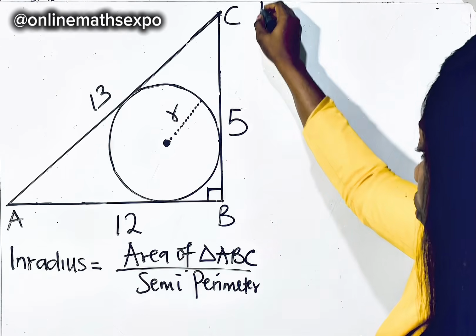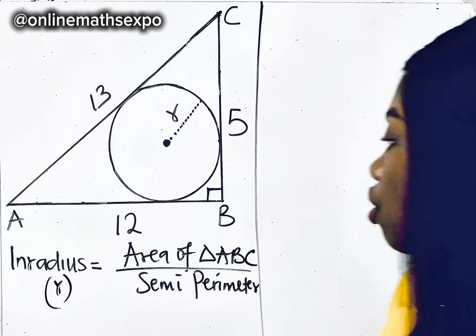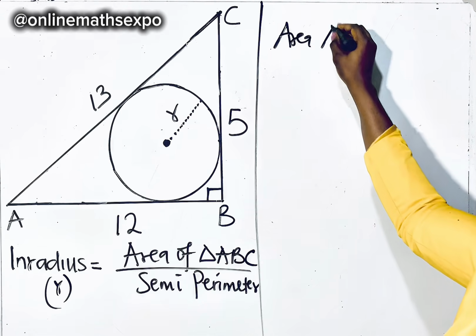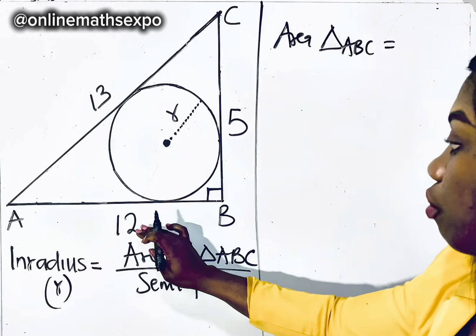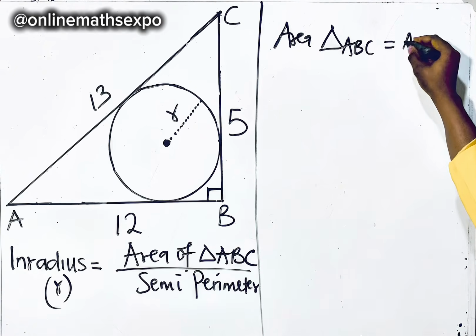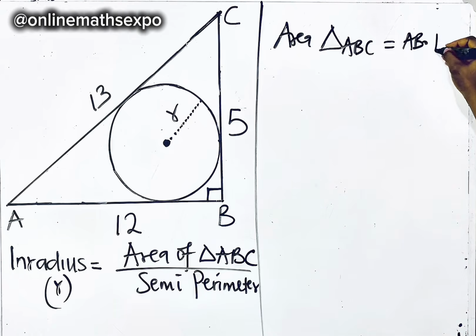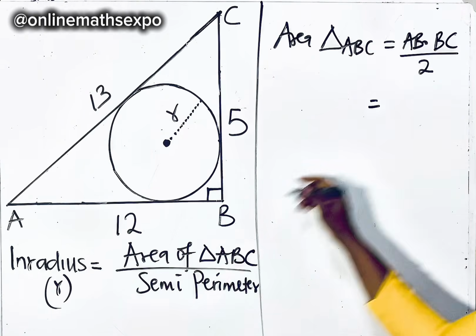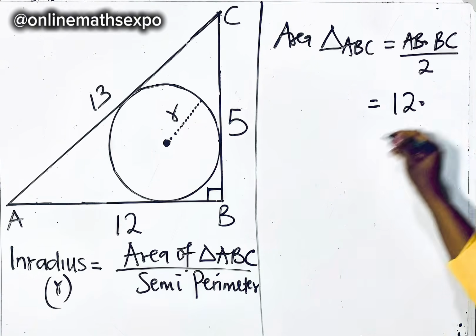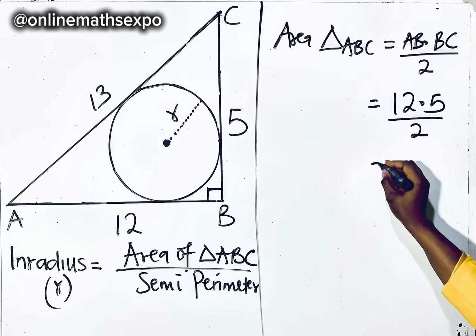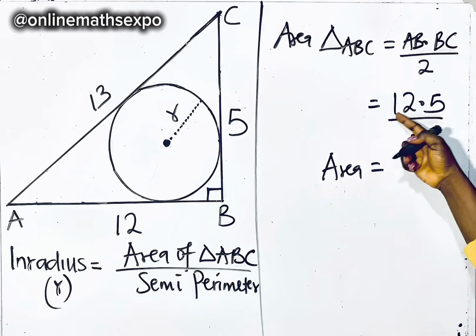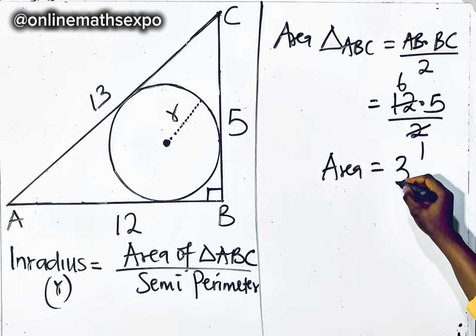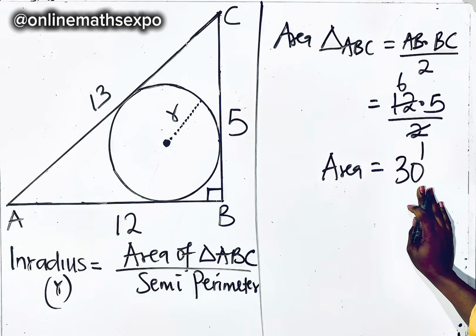Applying this formula, this is our R. So it's going to give us the area of this triangle. Remember, area of triangle ABC is simply the base and the height multiplied, which is AB multiplied by BC, then divided by 2. So we have 12 multiplied by 5 and then divided by 2. Half of 12 is 6, and 6 times 5 gives us 30. So the area is 30 square units.